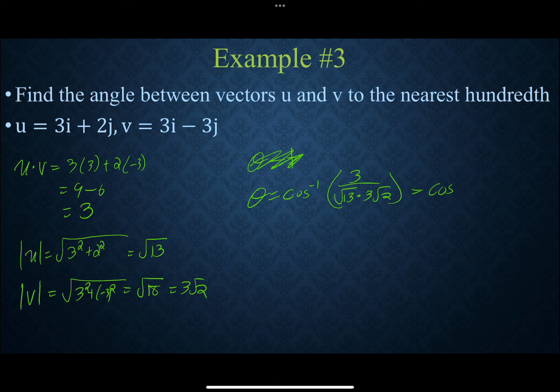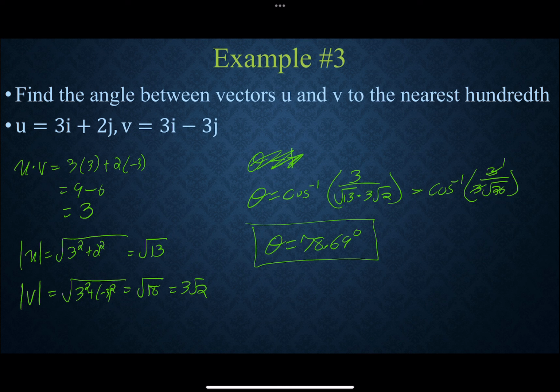Again, if you want to clean it up a little bit just to make it easier to type in, this would then be 3 root 26. So the 3's would cancel. So it's really 1 over root 26. Either way, cleaned up or not, you're going to get 78.69 degrees for the angle in between those two vectors. All right, so just make sure you're careful with that process.